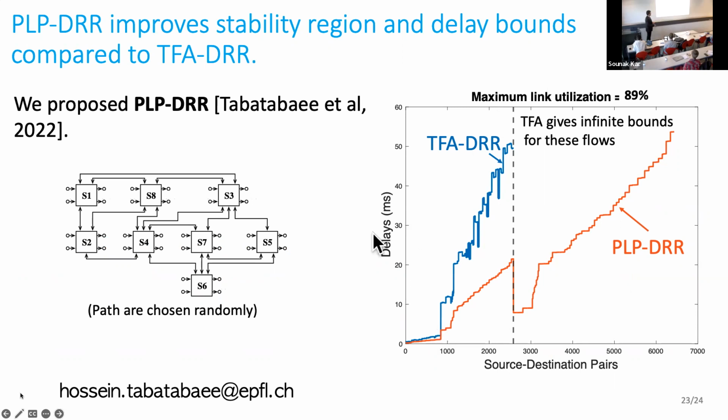Well, I try to illustrate it here. On the same example, I applied our method once with TFA and once with PLP. As you see, there are two things. First of all, there is a significant improvement compared to TFA. Second of all, we also obtain a larger stability region. For these flows, TFA gives infinite bounds. Note that the maximum link utilization is also high. However, thanks to PLP-DRR, we could obtain finite and reasonable bounds for all flows.